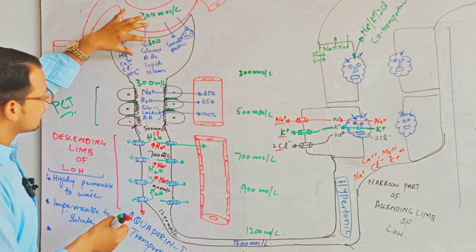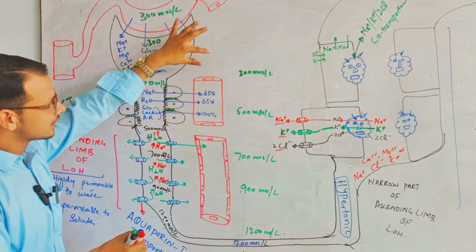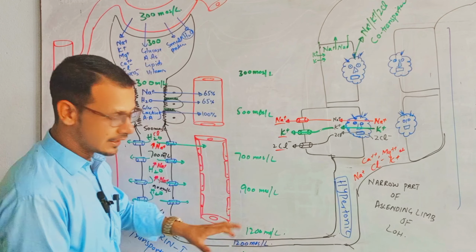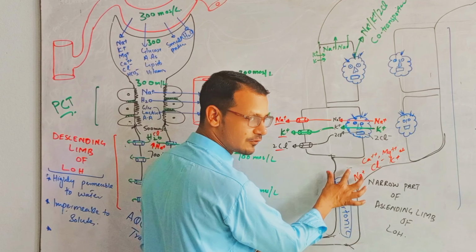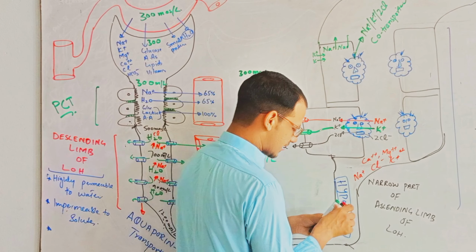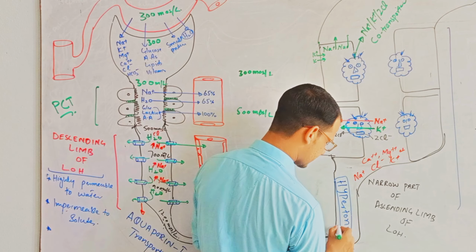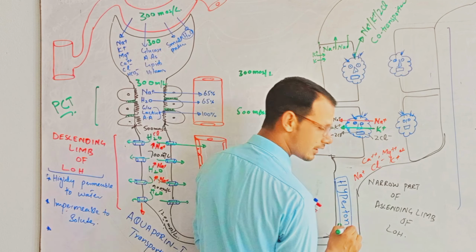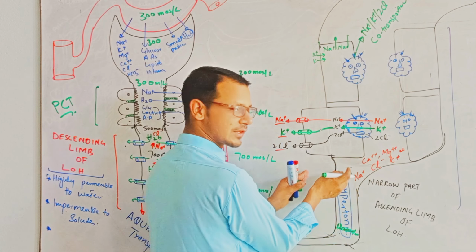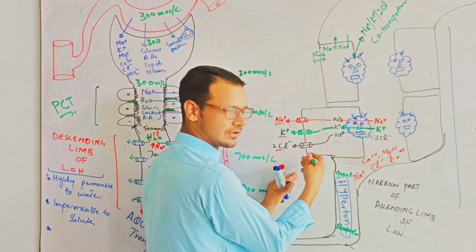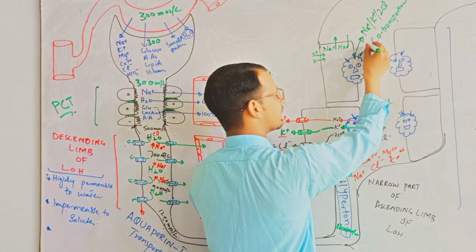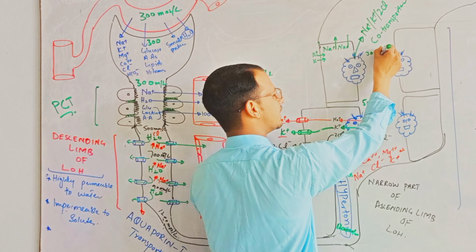So when we come from up to down, the osmolarity is 300, 500, 700, 900 and 1200. But when we are going upward, solutes are leaving this area, and the osmolarity, for example, here is 1200 milliosmol per liter. Here, for example, it is 900 milliosmol per liter, because the solutes are leaving this area. Here, for example, it is 500 milliosmol per liter, and here, for example, 300 milliosmol per liter.